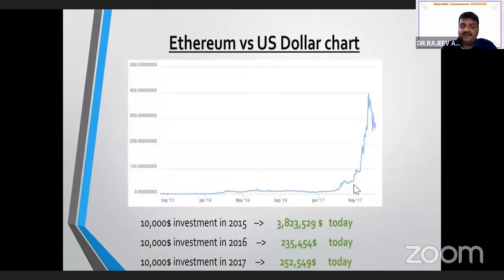Now again, this investment, 10,000 invested in 2015 would have made 38 lakh dollars, 38 lakh dollars. And in 16, 2,35,000, and in 17, 2,52,000. So you can see the person who has invested in Bitcoin early and in Ethereum early, what money they have made, because at that time it was available at a throwaway price.